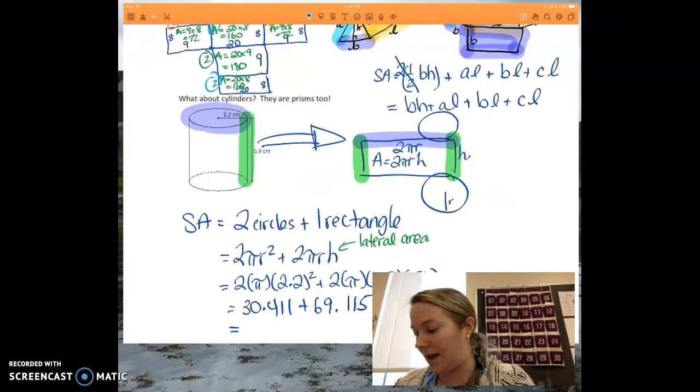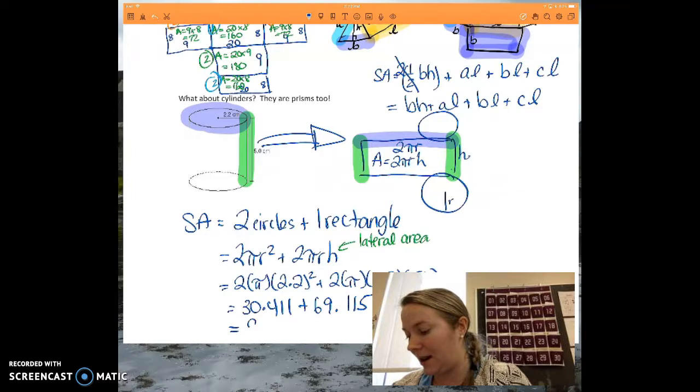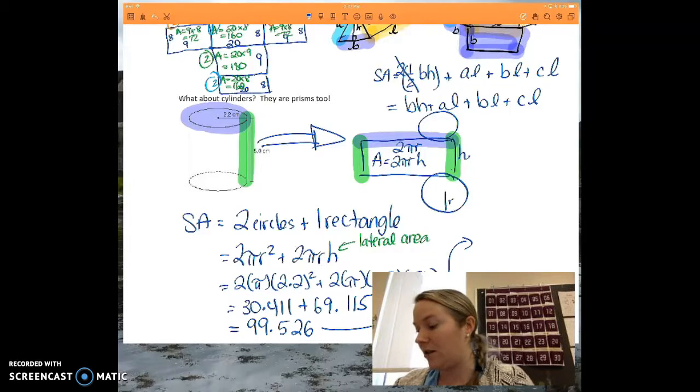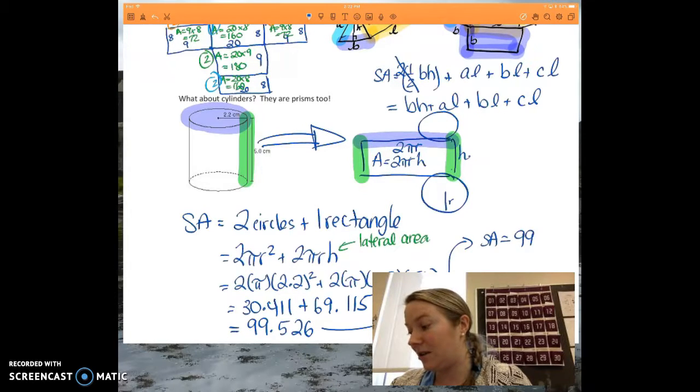So I'm going to add 30.411 back onto that. And I'm going to get 99.526, which I'm going to take over here. I'm going to round. I'm going to say the surface area is 99.5 centimeters. And what are the units of surface area? The units of surface area, because we're just adding together a bunch of 2-dimensional things, is centimeters squared. Same as any other 2-dimensional area.